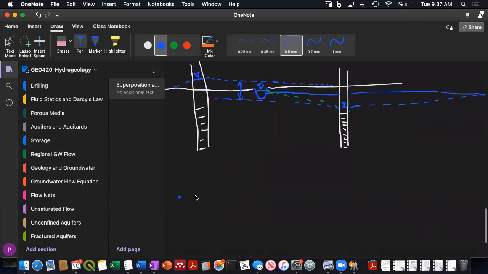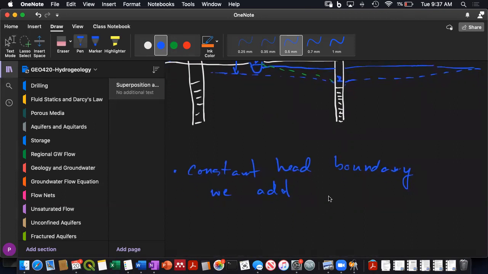So at a constant head boundary, we add an injection well equidistant to the river.